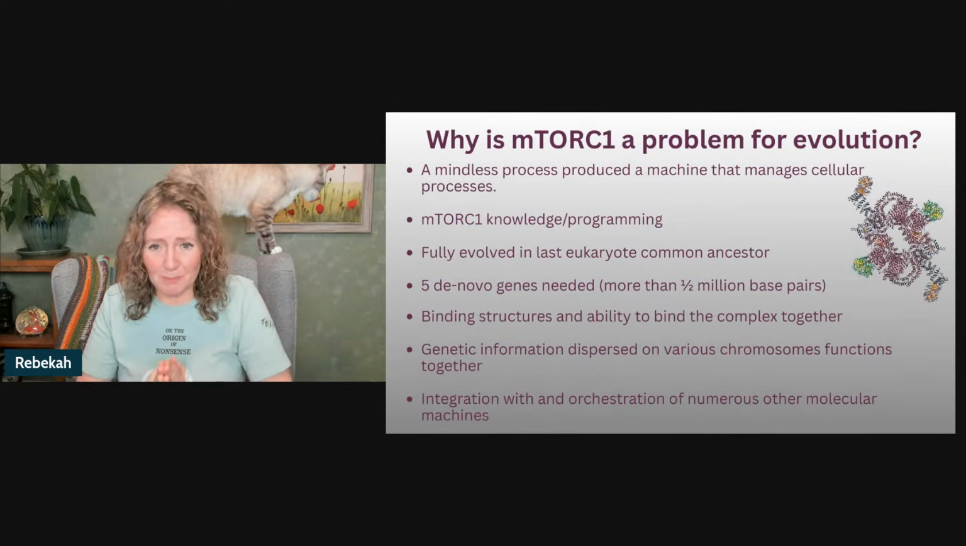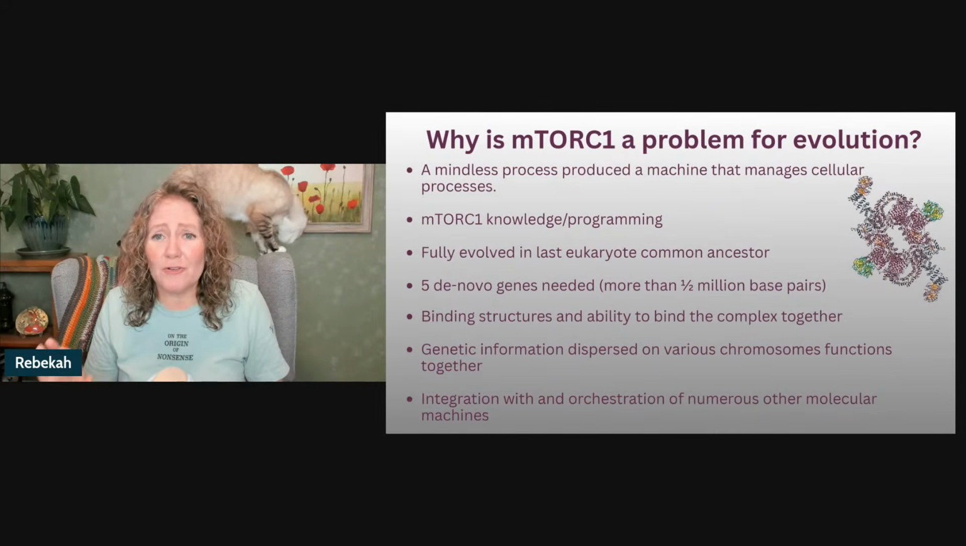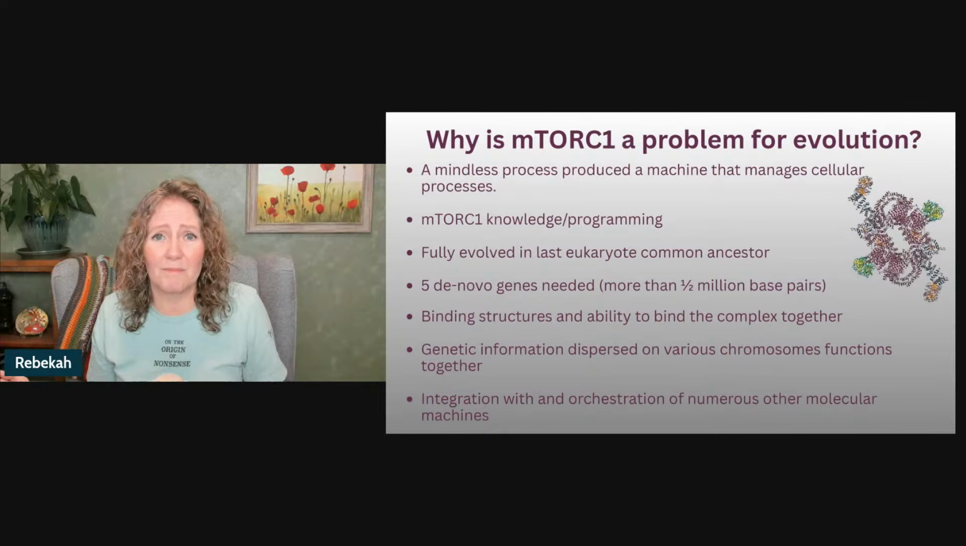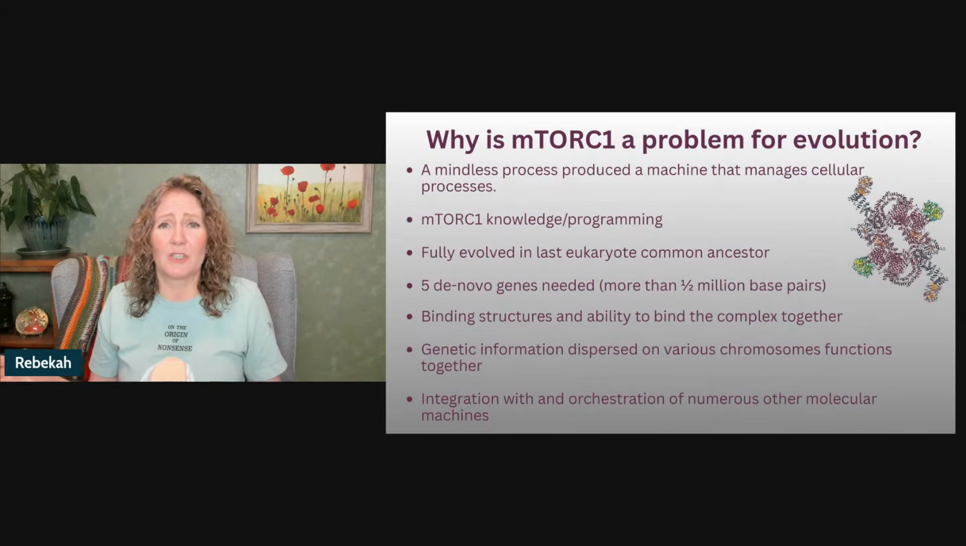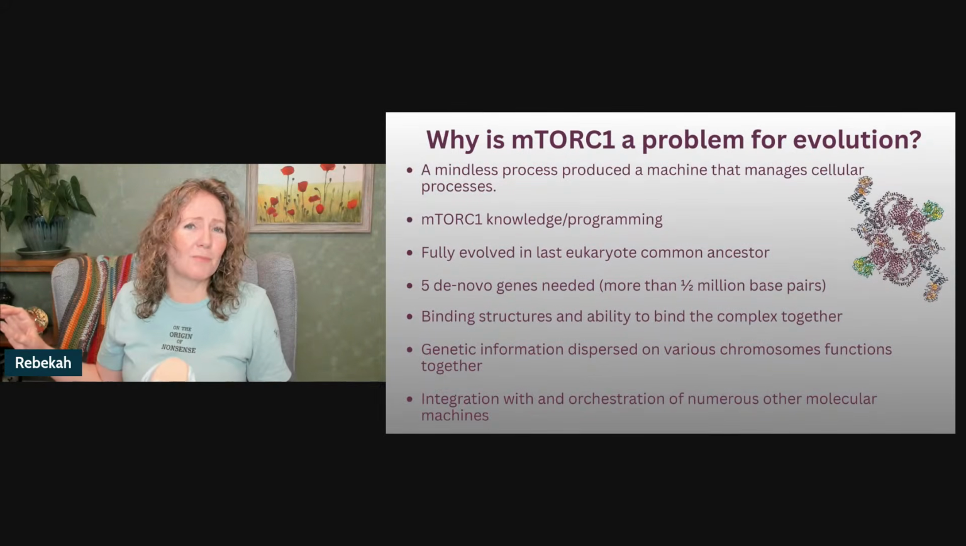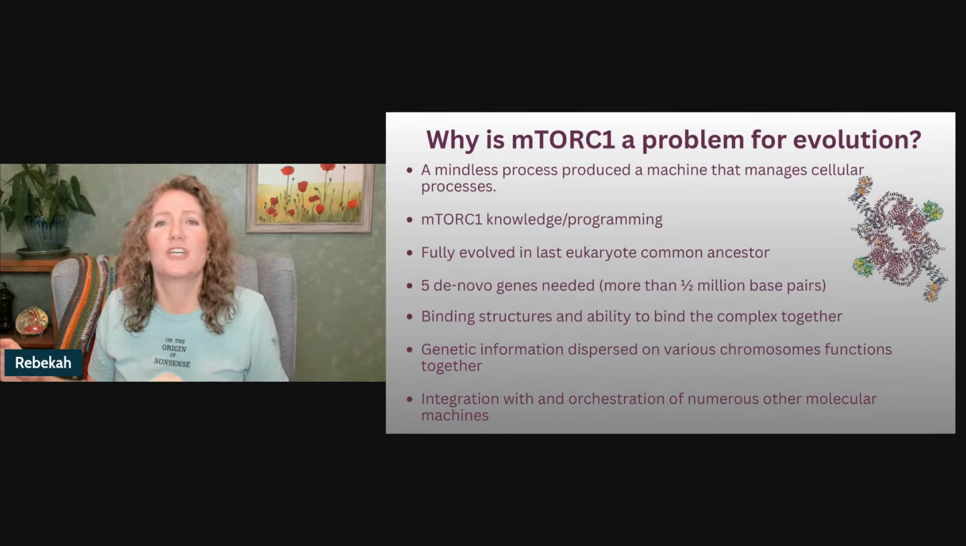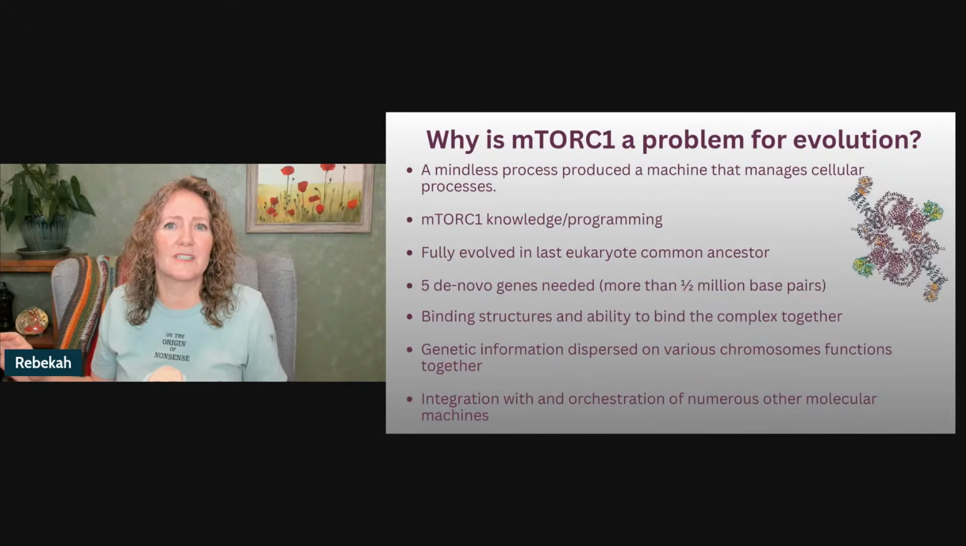All right, next problem. You need those 5 de novo genes, which are together more than 500,000 base pairs. So all of that specified complex information, you need all of that. And if you just get a few mutations in the wrong place, you are not going to get those proteins to develop.